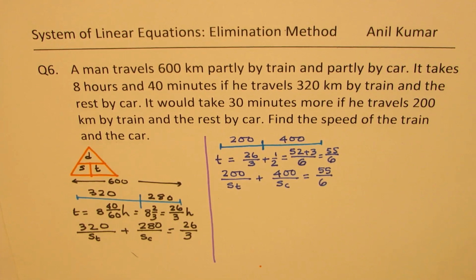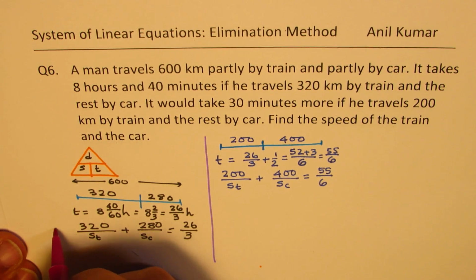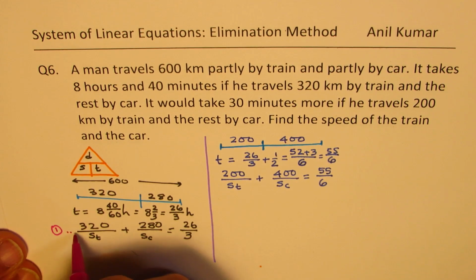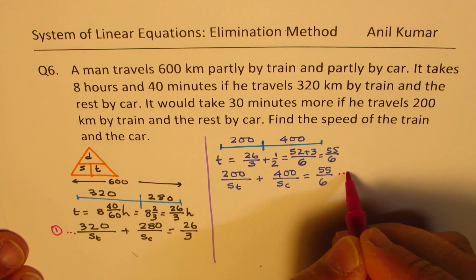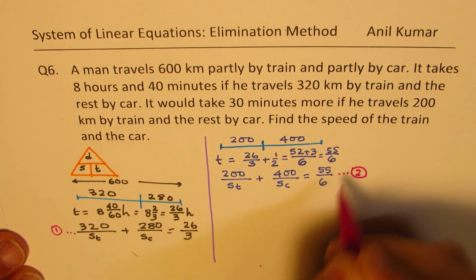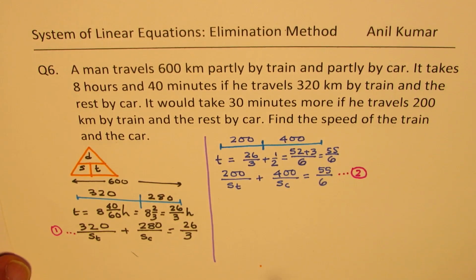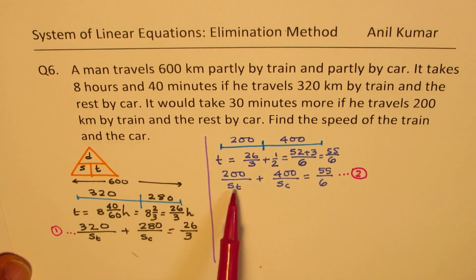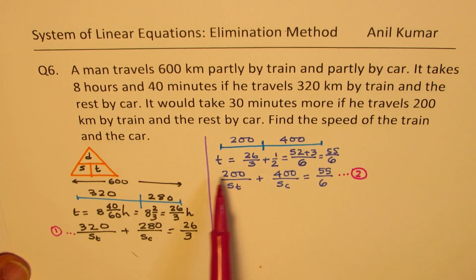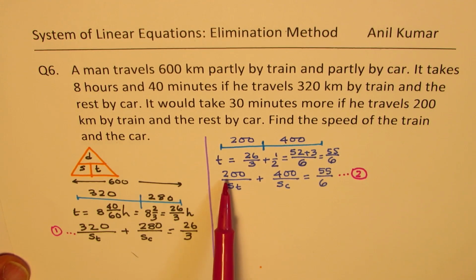So we have two equations here and two unknowns. Speed of train and speed of car are the two things which we need to figure out. Now, how do we eliminate one of these? So let's decide to eliminate the speed of train. In that case, we need to see what to multiply by so that we get the same common coefficient for the speed of train.